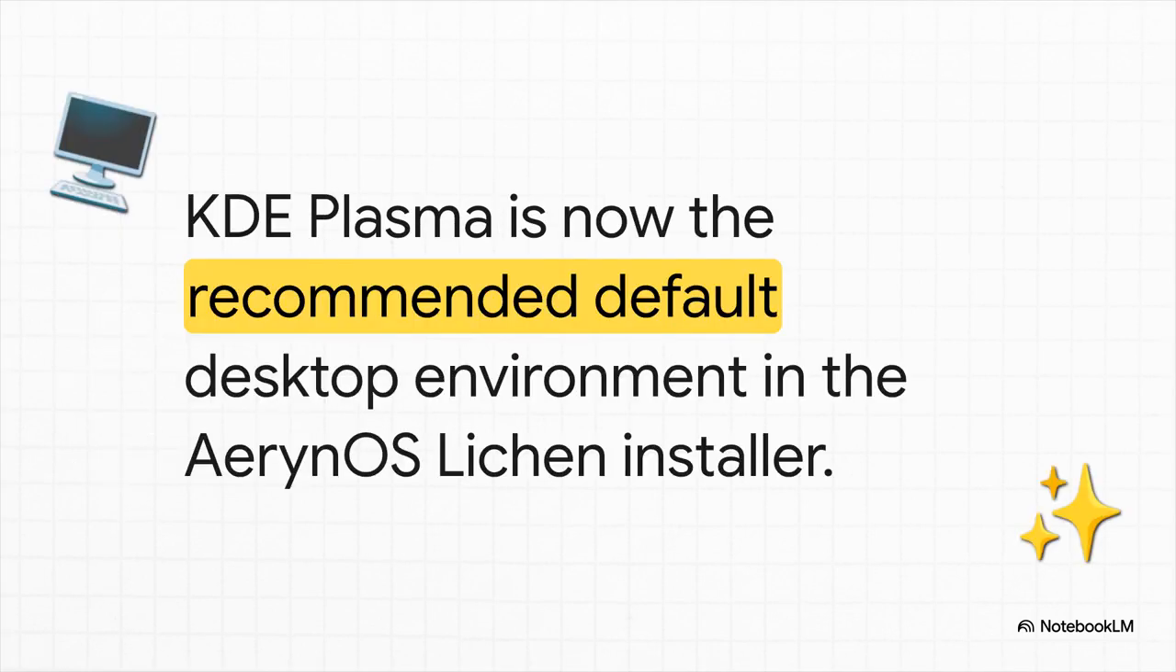When I first dug into this, one specific choice for their alpha ISOs really jumped out at me. In their custom in-house installer, which is written entirely in Rust and brilliantly named Lichen, by the way, they shifted to making KDE Plasma the recommended default desktop environment. It's a very deliberate nod to the maturity and raw performance of the Plasma 6 series. And that's exactly what users are going to see right out of the box.